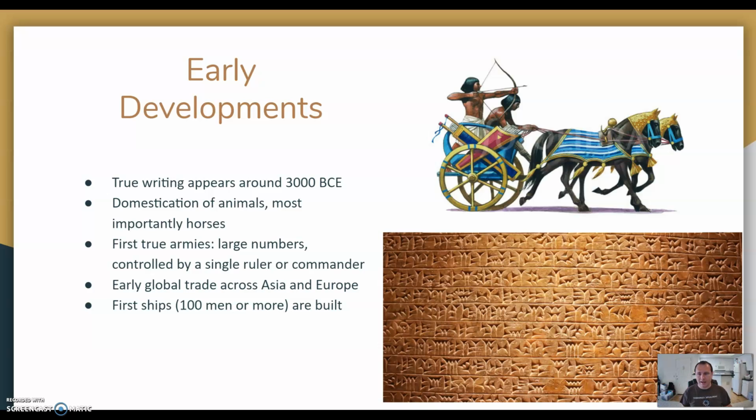We see early global trade. We see the first ships, not just dinky little fishing boats, but first true ships that can cross entire seas and entire oceans in the case of, say, some of the Pacific Islanders.